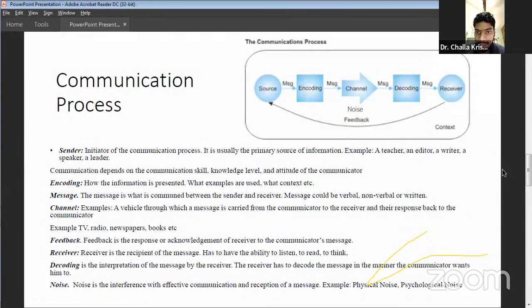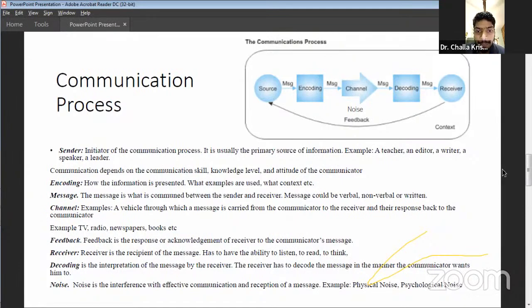Next comes the message. The message is the actual content which the sender wants to send. So the sender wants to send this content, this message, through a given channel. So what is that channel? A channel is a vehicle through which the message is transmitted. The vehicle can be print media, the vehicle can be electronic media. So the vehicle can be radio, TV, internet. It can be anything, right? It can be newspaper, it can be magazine, it can be book. So anything can be the vehicle.